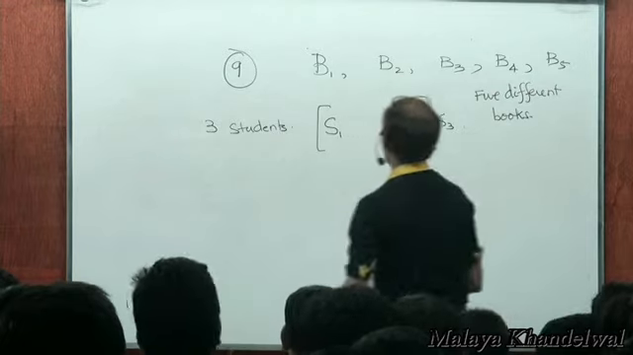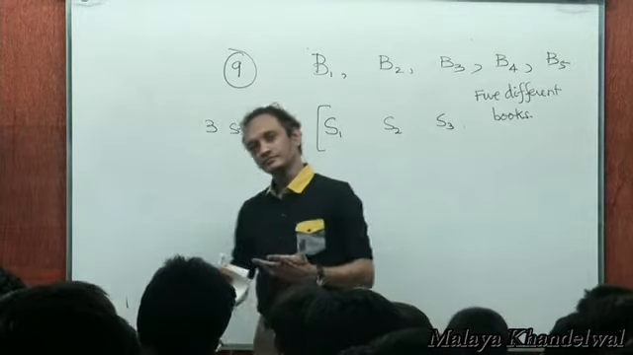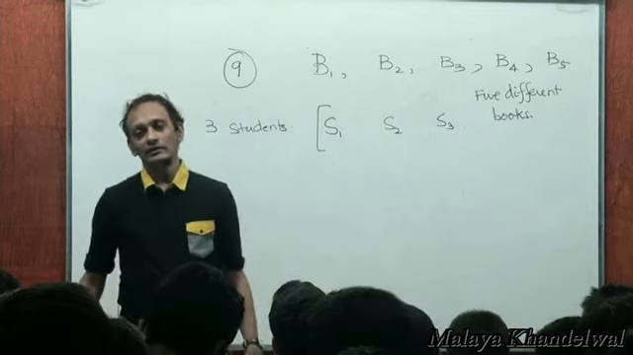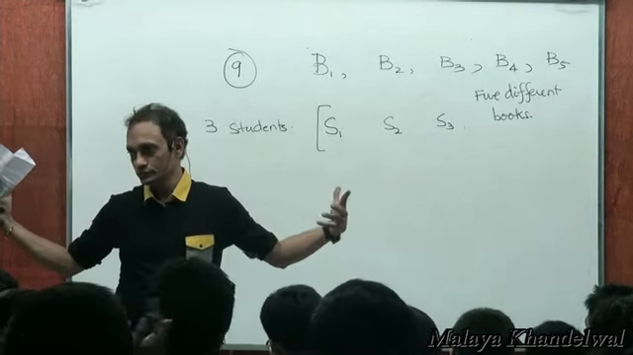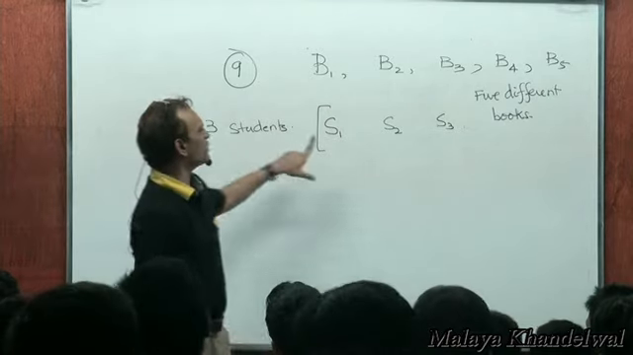Right? So you take book B1 and examine who all it could go to. It could go to any one of the 3 students.